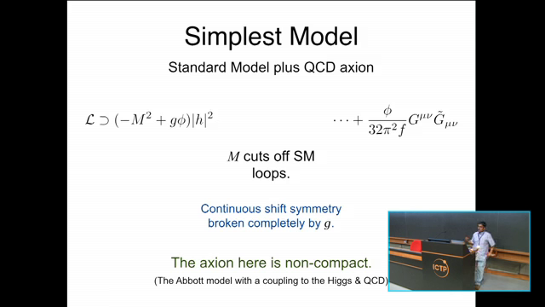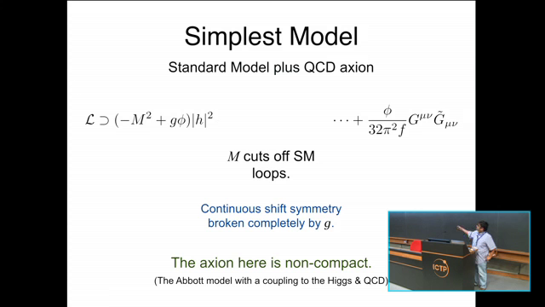So here's the simplest model that we have. Our claim is that if you just have the standard model, and to it you add the QCD axion, and also a long period of inflation, that is sufficient to solve the hierarchy problem through this cosmological mechanism. How does that work? So here's the Lagrangian.